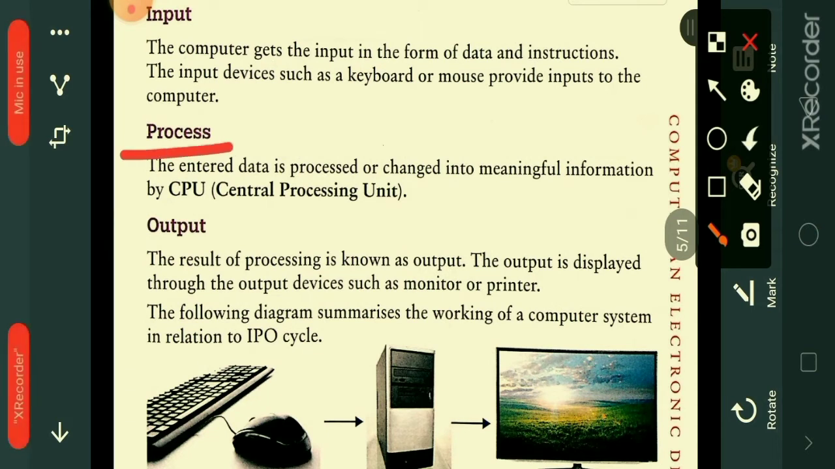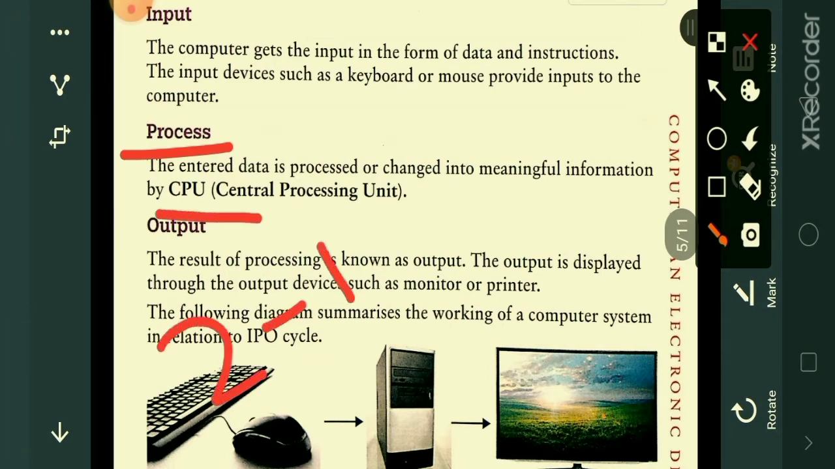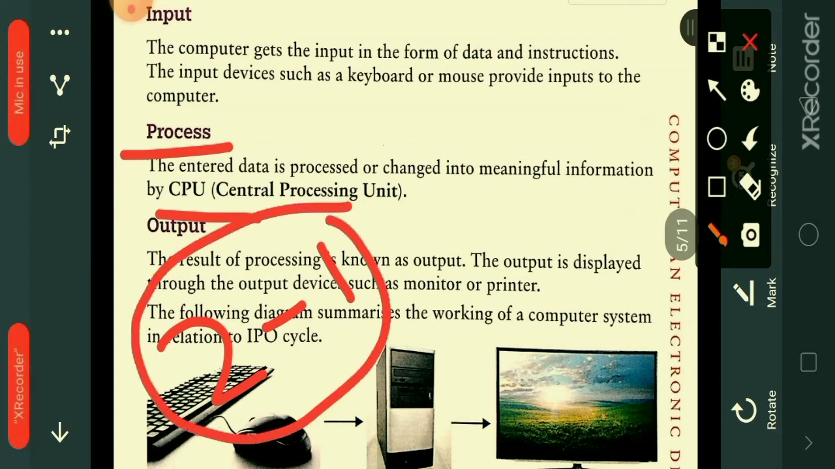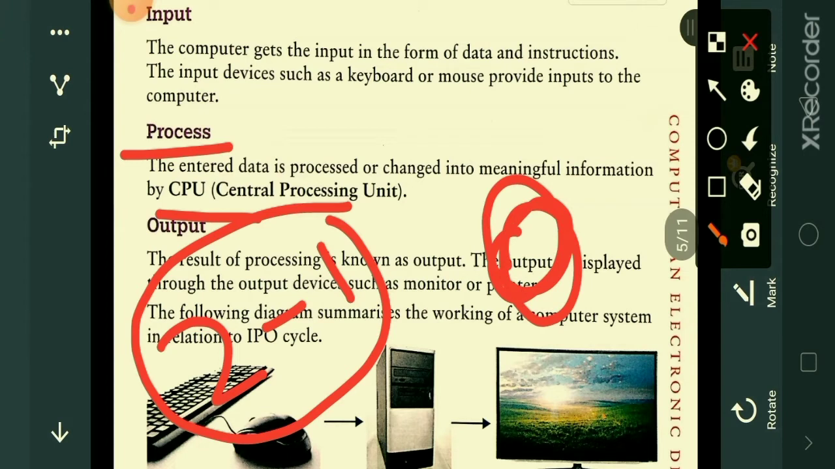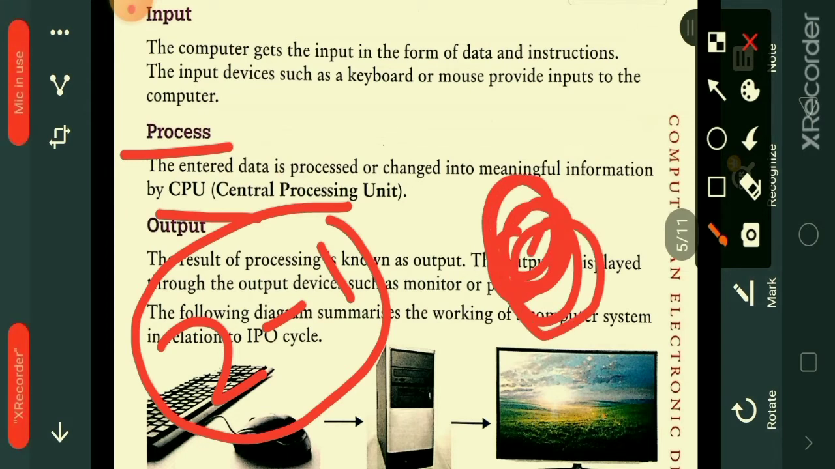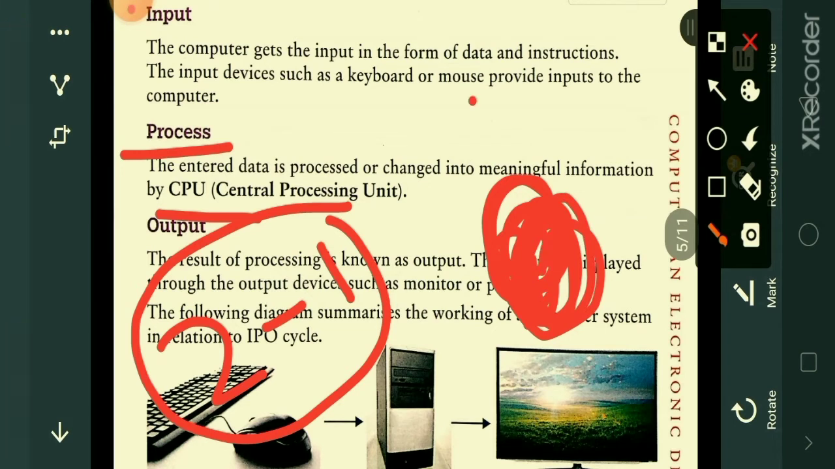The entered data is processed or changed into meaningful information by the CPU. For example, you enter 2 minus 1. Now, to get the result, the CPU processes it to get the meaningful information, or the output. So this is known as the processing, students.